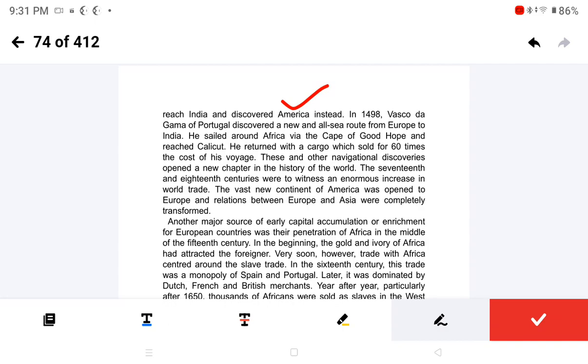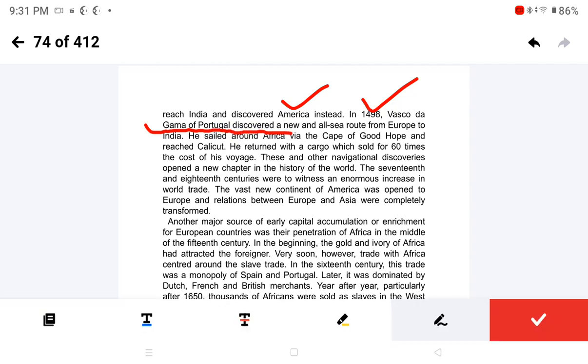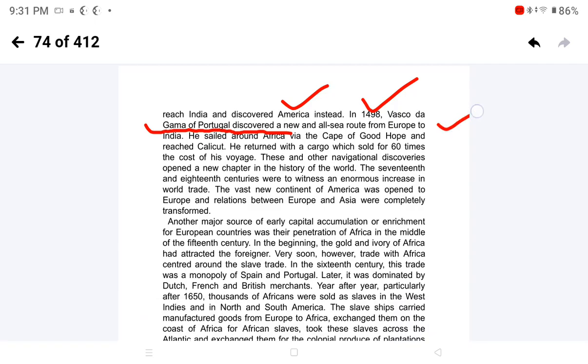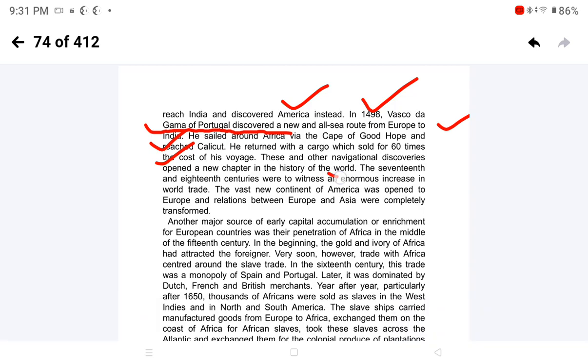In 1498, Vasco da Gama of Portugal, so Columbus was from Spain and Vasco da Gama was from Portugal, discovered a new and all-sea route from Europe to India. He sailed around Africa via the Cape of Good Hope and reached Calicut. He returned with a cargo which sold for 60 times the cost of his voyage. These and other navigational discoveries opened a new chapter in the history of the world.